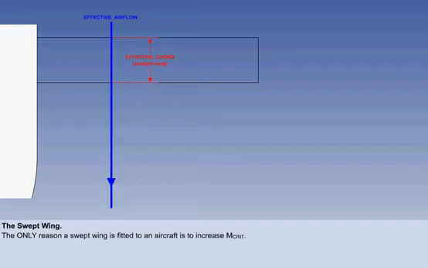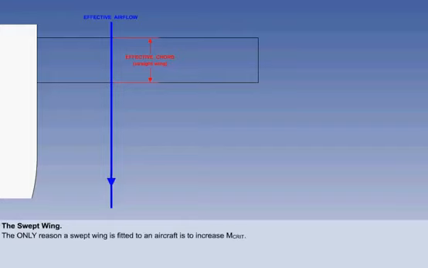A swept-back wing is the most commonly used method of increasing Mcrit. Sweep forward would give the same benefit, but forward sweep is structurally unsound, so generally speaking, has only been used on a few experimental aircraft. Consequently, any references to a swept wing means swept back. The only reason a swept wing is fitted to an aircraft is to increase the critical Mach number. A swept wing also has some associated byproducts, some favourable and some not, which we'll look at later.